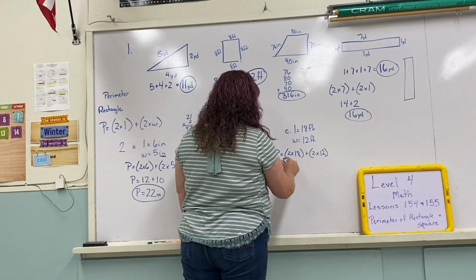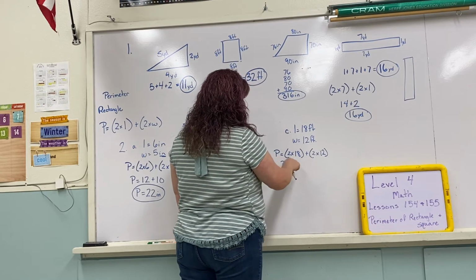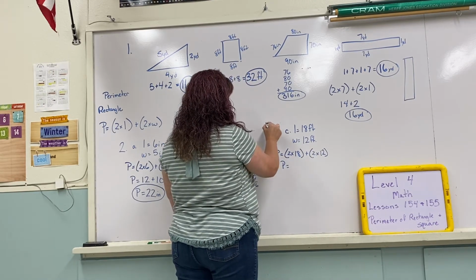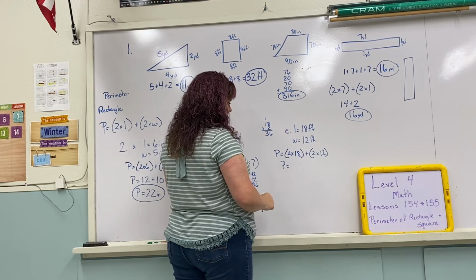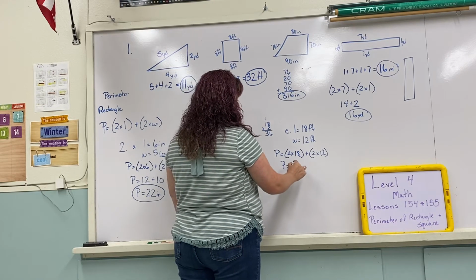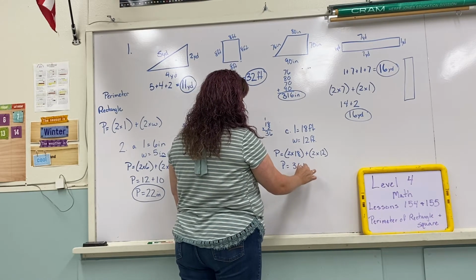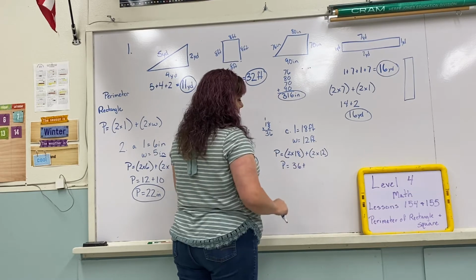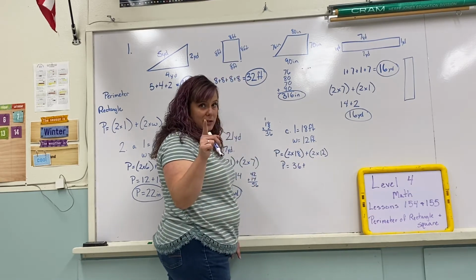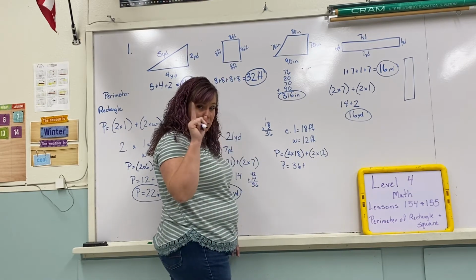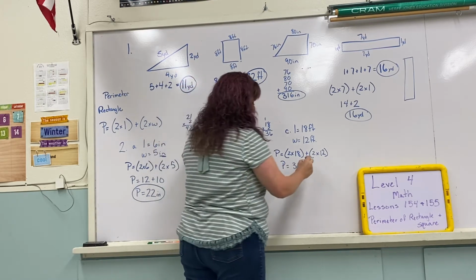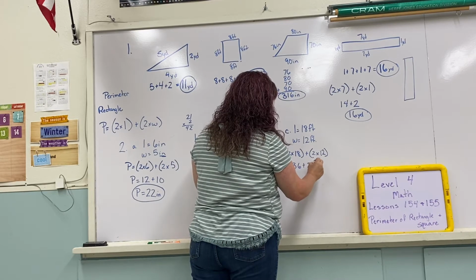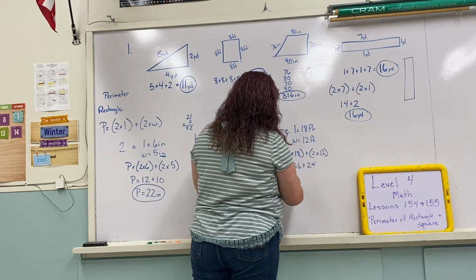Okay, now let's solve the parentheses. 2 times 18 is, if you need to write it up on the right side to figure it out, that's fine. Okay, 2 times 18 is 36 plus 2 times 12. You should know this. It's on your 2's times tables, on your 12's times tables, so I hope you know. 24. Okay, now we're going to add those 2 up.